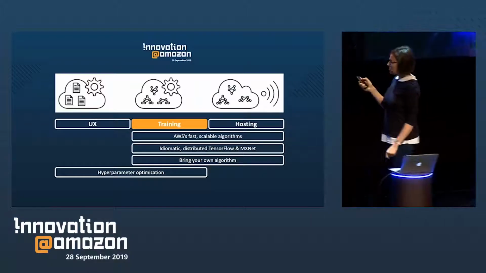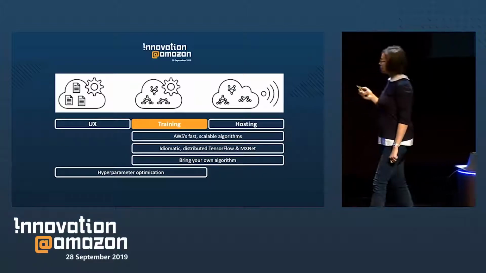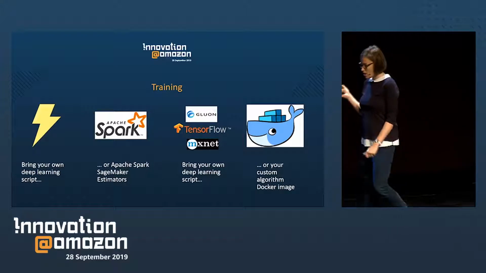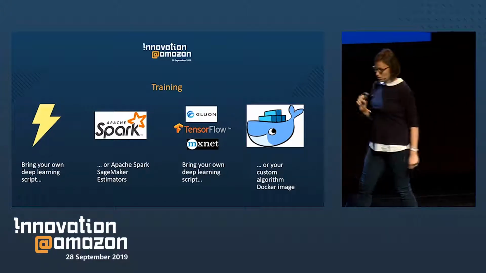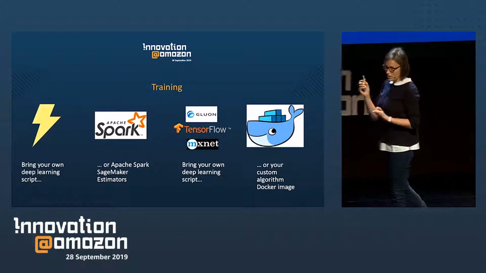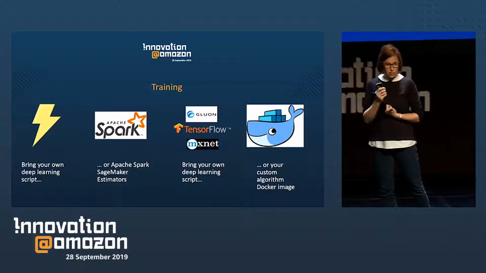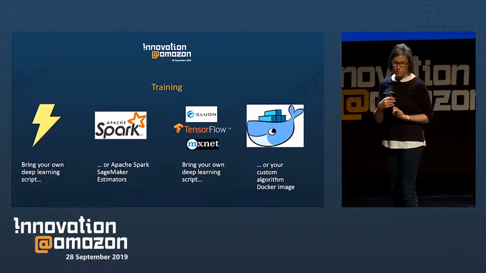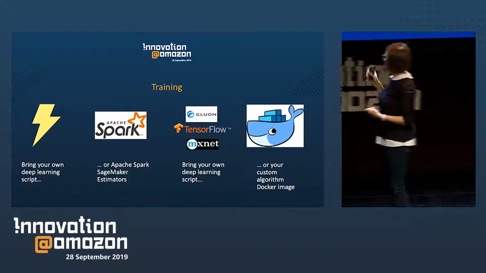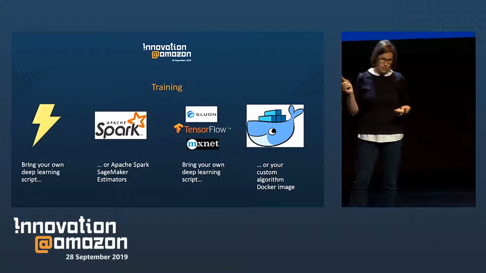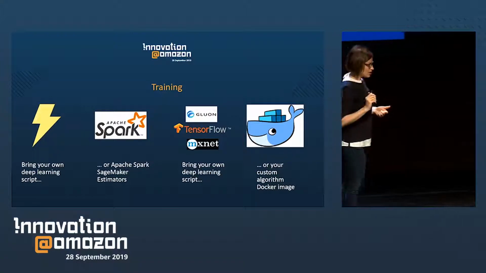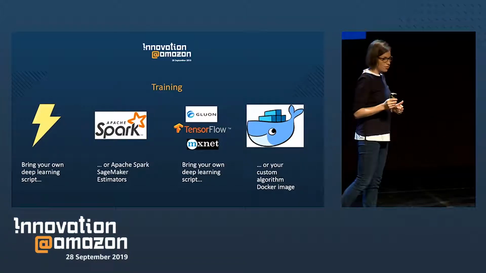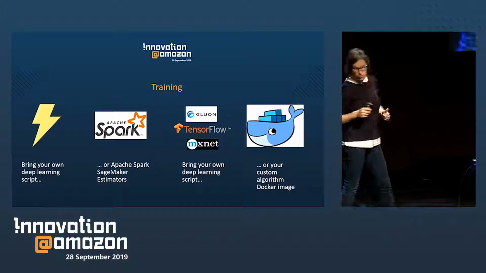Next topic, so next module is the training. So how does it work? There are also several options for the model training. We have in SageMaker built-in algorithms that you can use out of the box, just picking them and training on your data. The next one is, if you already use Apache Spark, you can just take the Amazon SageMaker library, use the APIs, and call it from Spark.